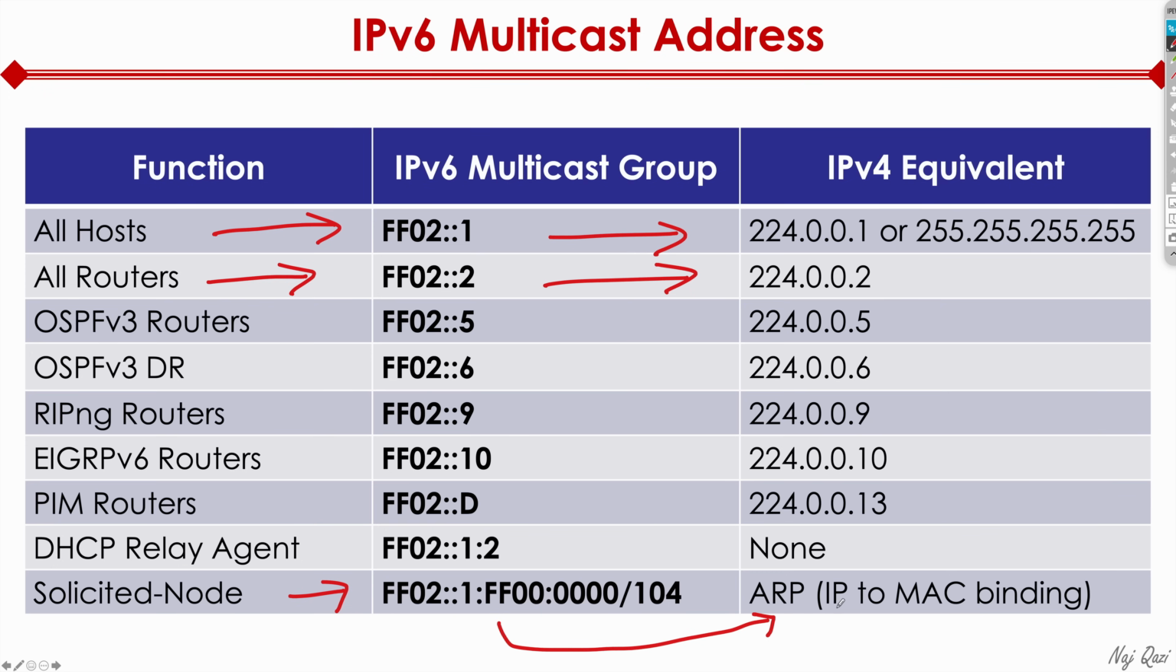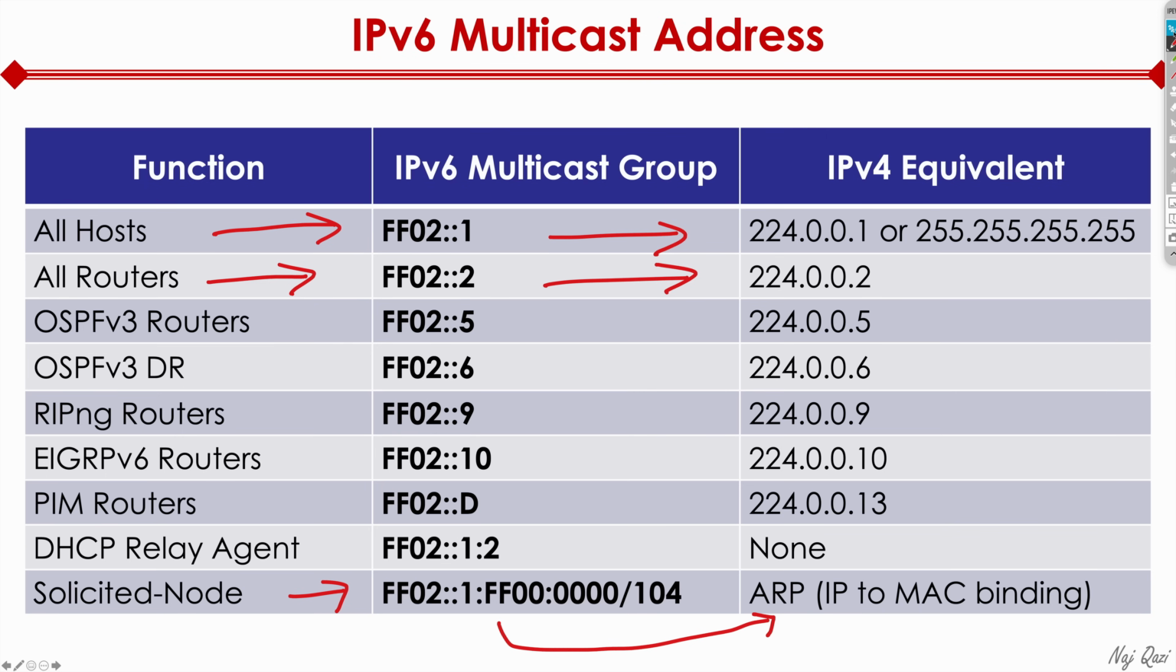So remember ARP in IPv4? What's the purpose of ARP in IPv4? The whole idea is we already have an IP address. We need to determine the MAC of the other machine, the destination machine. In this case, in IPv6, the solicited node address is used to find the MAC address of the destination host.